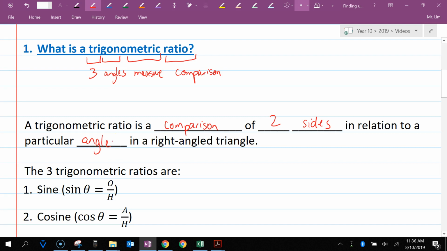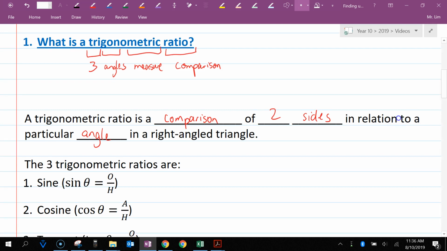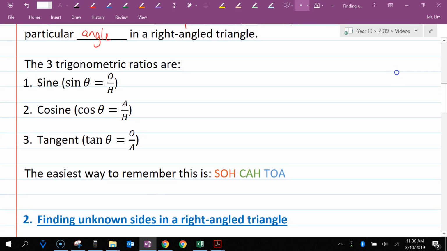So there are three sides in a right angle triangle. We're going to compare two of those sides in relation to a particular angle. So what are the three trig ratios? The three trig ratios are sine, where sine of the angle is equal to the opposite side over the hypotenuse. We've got cosine, where the cos of the angle is equal to the adjacent side over the hypotenuse. And we've got the tangent, or the tan of the angle, is equal to the opposite over adjacent. The easiest way to remember this is SOHCAHTOA.